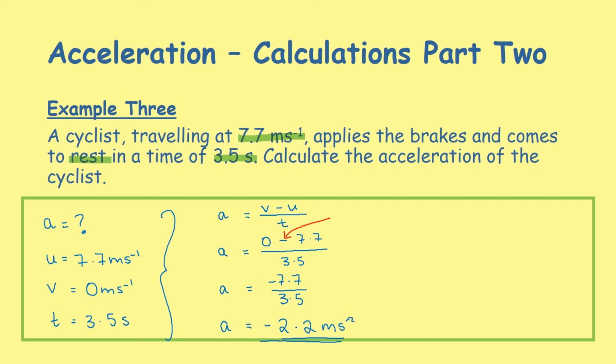This minus in there is showing us that instead of accelerating, the cyclist is decelerating. And we know this because they're applying brakes and coming to a rest. They are slowing down. So I'm going to add that in just here. This little minus sign means they are slowing down. It shows a deceleration. And if you don't have a negative sign, that means your number is positive, which shows an acceleration, which was seen in previous examples.